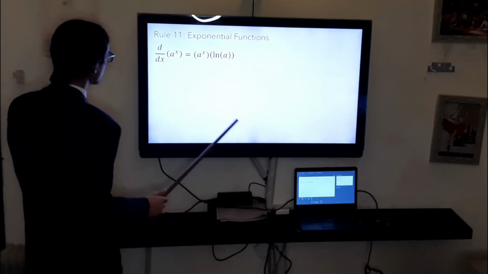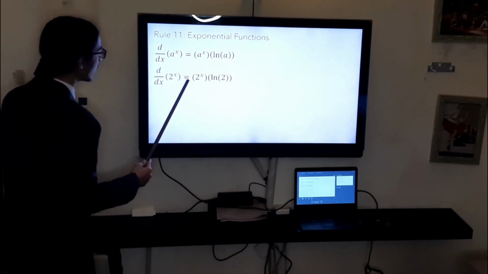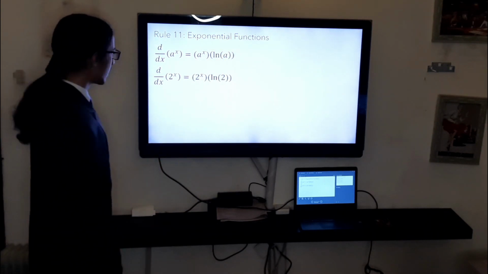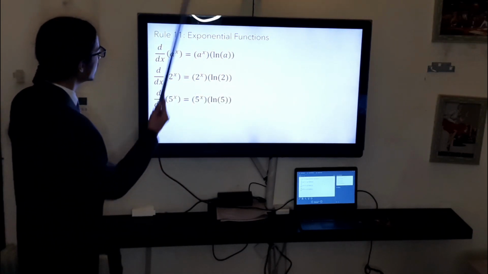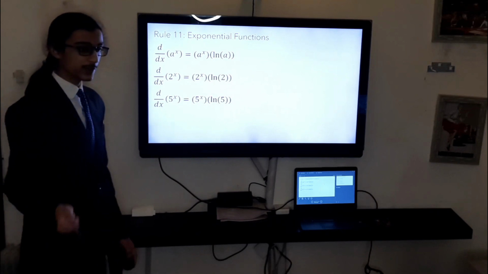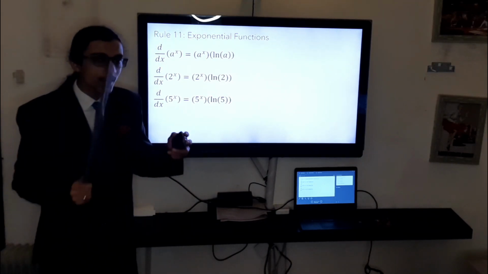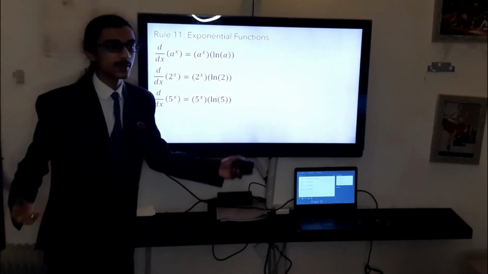Now, we can see that the derivative of 2 to the power x in this way will just simply be 2 to the power x into ln of 2. ln of 2 is just a constant, right? The derivative of 5 to the power x will just be 5 to the power x into ln of 5. Now, here's the question. ln of what is 1? So, ln of something must be 1, right?